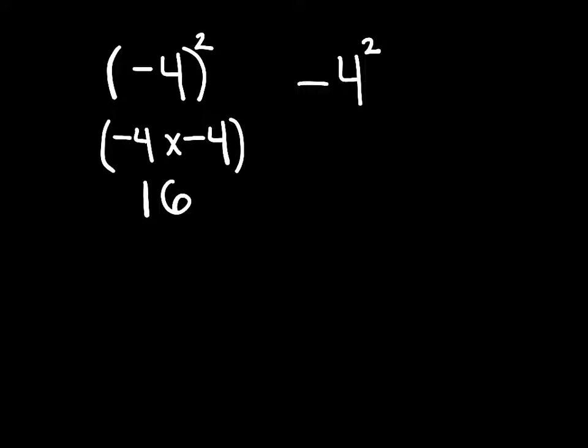In our second example, we have an exponent and a negative number, but no parentheses. That means that the exponent is tied strictly to the number it is next to and not to the negative sign. So this means negative 4 times 4. 4 times 4 is 16, and the negative sign is outside of that, so we have negative 16.